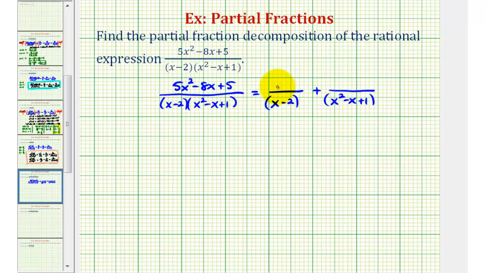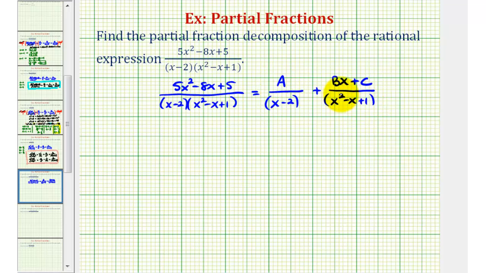For the linear factors, the numerator is always going to be a constant, so we'll use the variable a since we don't know that constant yet. And then for quadratic factors, the numerator could be a linear factor, meaning it could be in the form of bx plus c. Notice how we started this with b because we used a here.